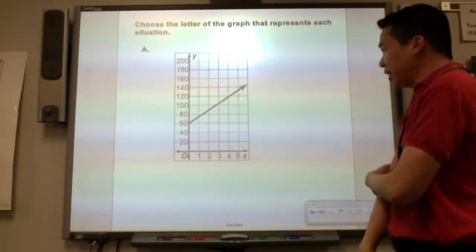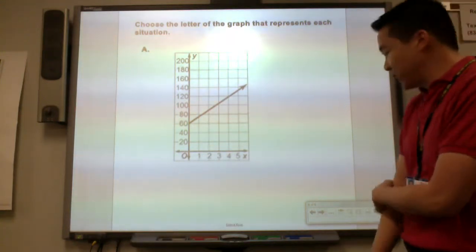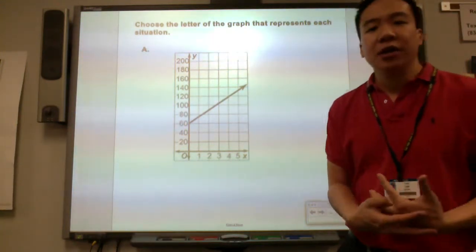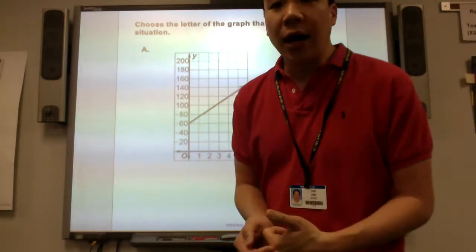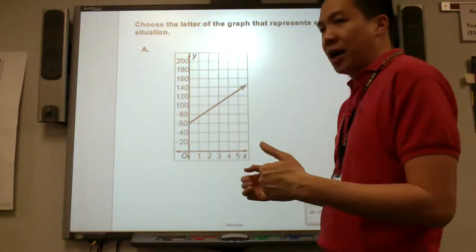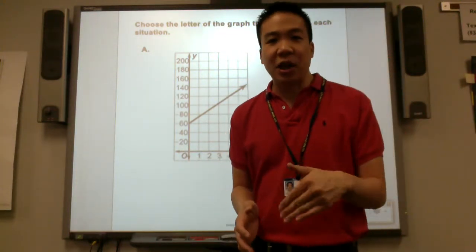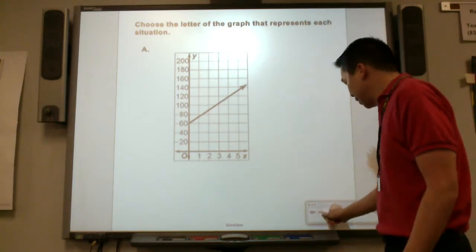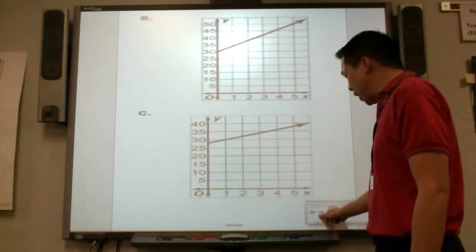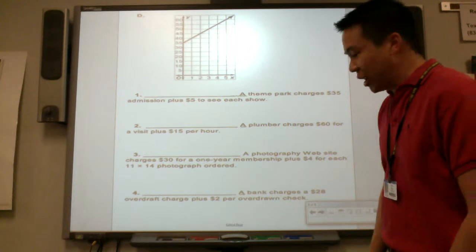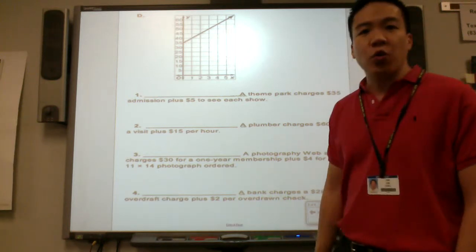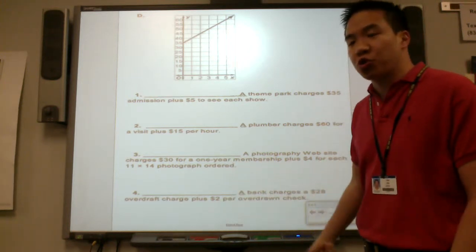So, in here, they're going to show you different situations. This is more high level. So, if you're watching this, you can stop it right now, or you can continue on. There are different types of graphs here, and they are given different situations. Can you match the graph with the words, the verbal description?